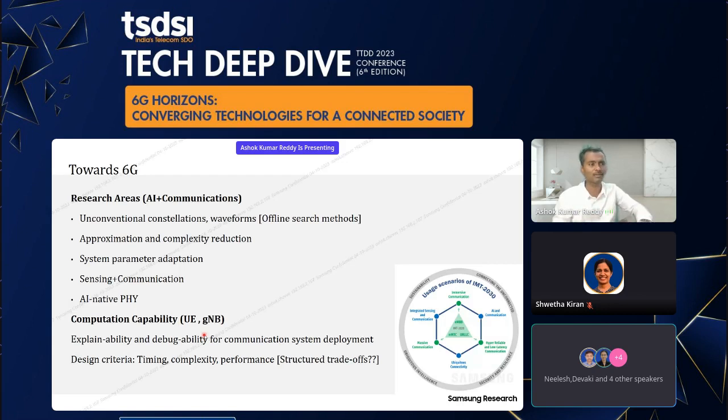With that, I would like to once again end my talk with this stamp of IMT 2030, which is going to be more and more visible as we go along till we see 2030. Okay, thank you. Any questions? Or you can go to the next.